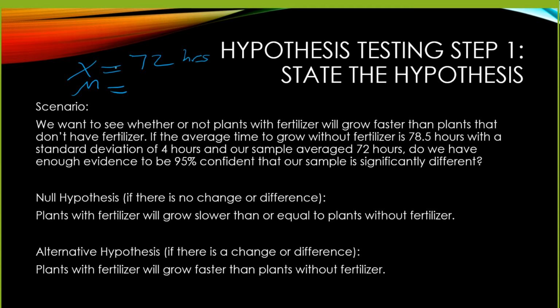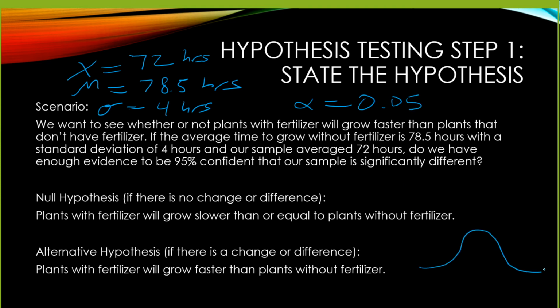What is mu? 78.5 hours. Okay, 78.5 hours. That's our expected value, or mean. Then we have a standard deviation, which is my sigma, of 4 hours. If I want to be 95% confident in our results, then what should our alpha be? Kelly? 0.05. 0.05. Perfect. Alpha is the probability that you are willing to accept that we are wrong.